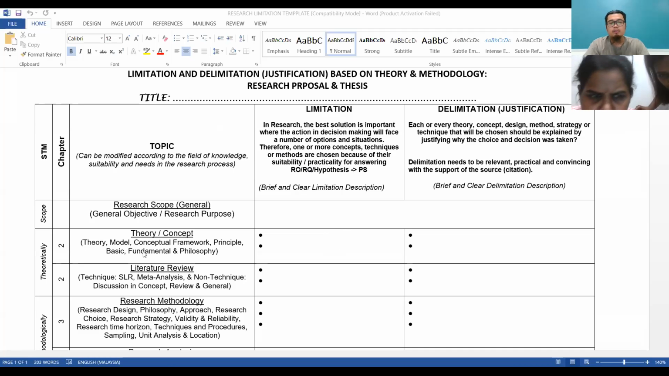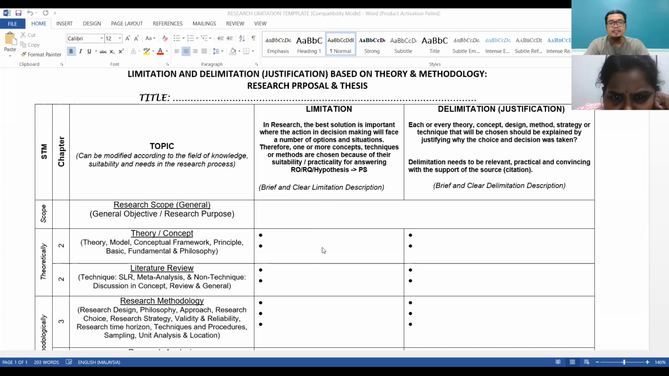All theory, model: why is your conceptual framework still limited? You use only a few or a single principle, basic fundamental philosophy. So you need to highlight that in your research you have limitations on theory or concepts. Another one is the literature review. Why do you need to study this topic? Because of limitations in the literature review.